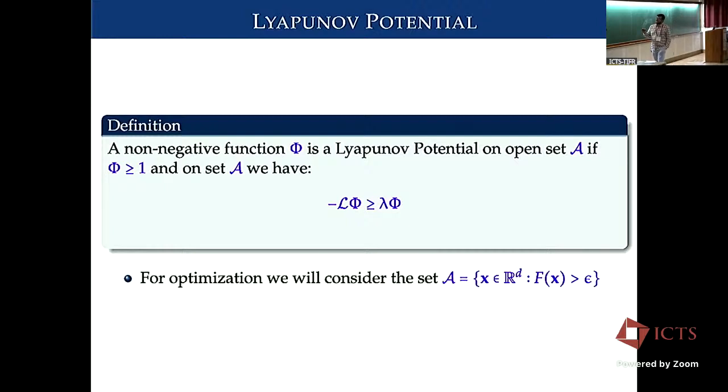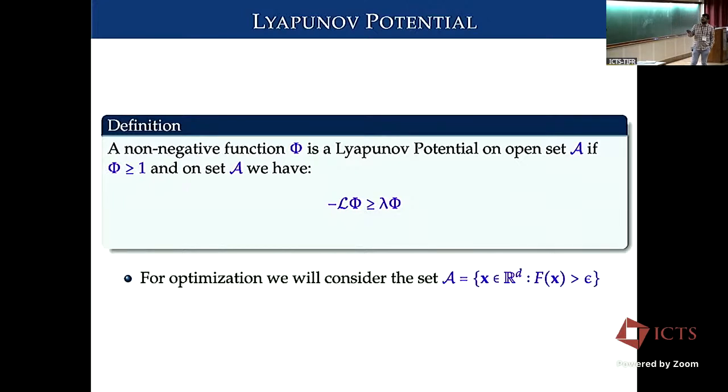For our setting, the way we're going to think about our set capital A is as all the points that are outside of the suboptimal region. So where we want to hit is A complement. We're going to think about A as everything that has suboptimality strictly larger than epsilon. Okay?